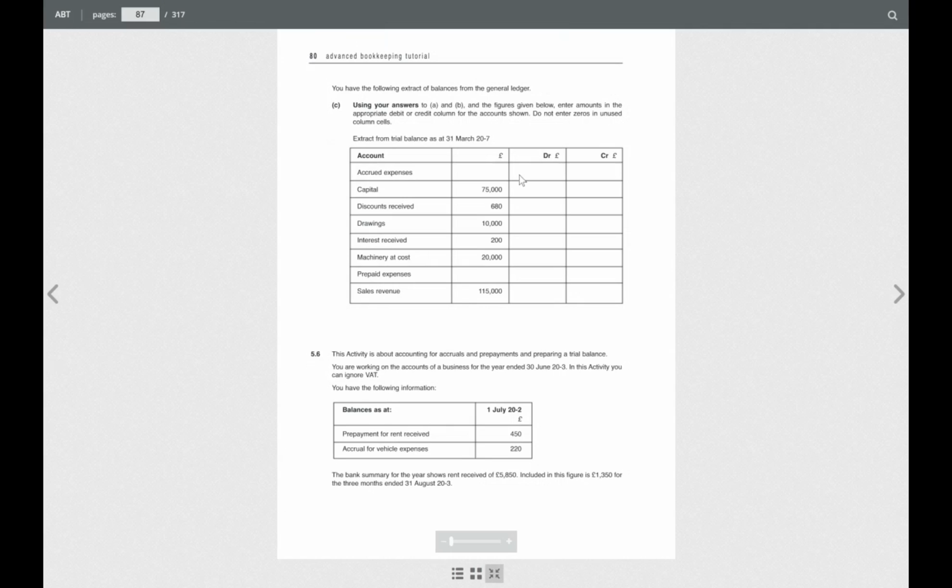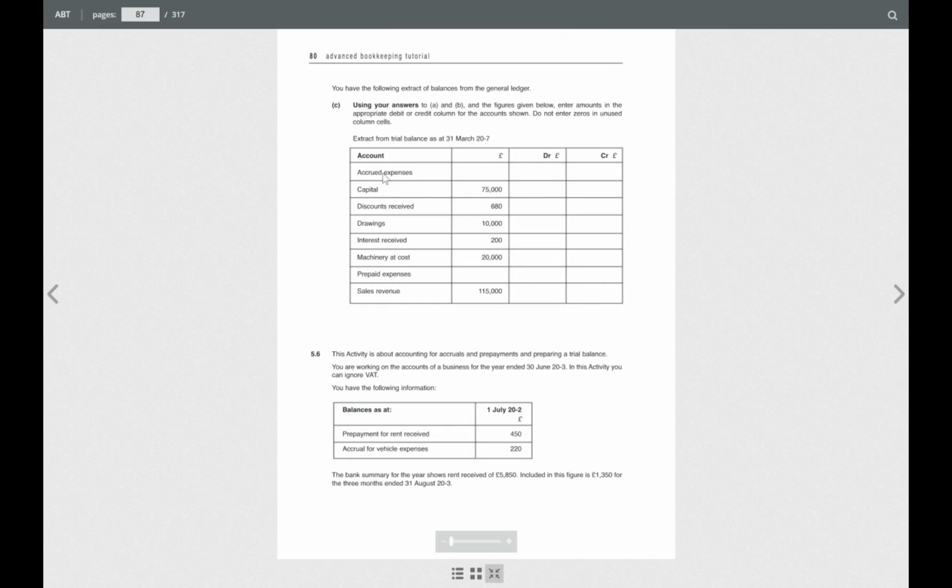Okay, you have the following extract of balances from the general ledger. Using your answers to A and B and the figures given below, enter amounts in the appropriate debit and credit column of the account shown. Do not enter zeros in unused column cells. Extract from the trial balance as at 31st of March 2007. Yeah, so this is a trial balance. We have to show what will go into debit and what will go into credit, right?